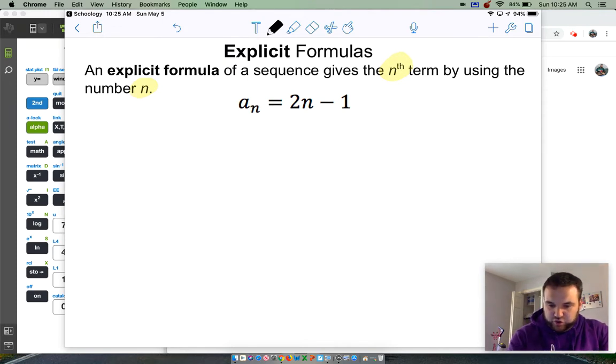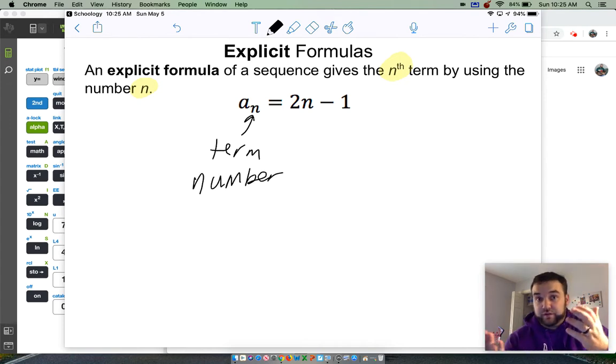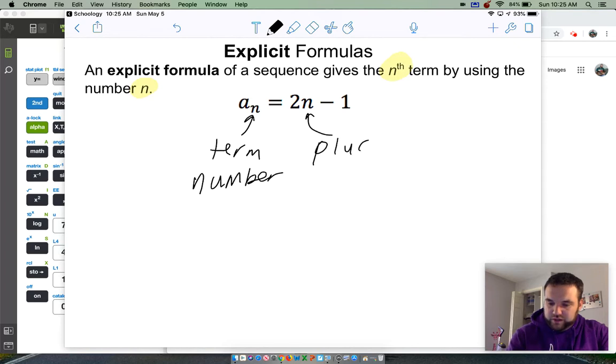So again, this is the term number, not the actual value, but just what do you want, the fifth term? Do you want the 10th term? What do you want? And you're going to use that n value. So we are going to plug in the term number.